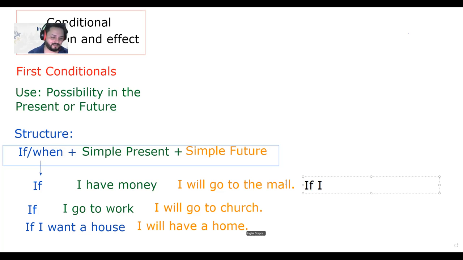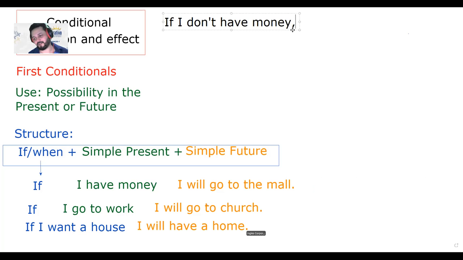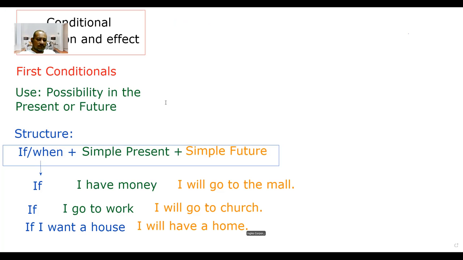Instead of saying that, you can say, if I, what is the negative of I have money, guys? I don't. Very good. See, simple, right? If I don't have money, very good. So here, guys, you can use a positive sentence or a negative sentence. It doesn't matter, okay? If I have money, if I don't have money, I won't. Very good, okay? Or I will not go to the mall. Or you can say, if I don't have money, I will go to the mall, okay? You can combine them, guys, okay? Got it? Very good. So the negative structure, guys, is the same thing. It's just you're going to add not.